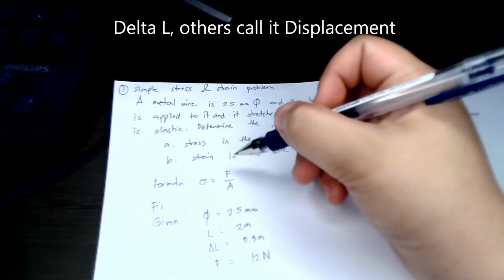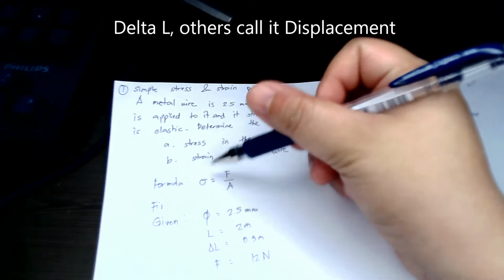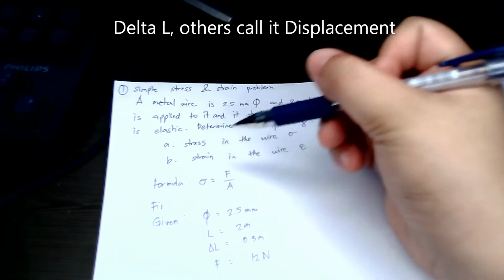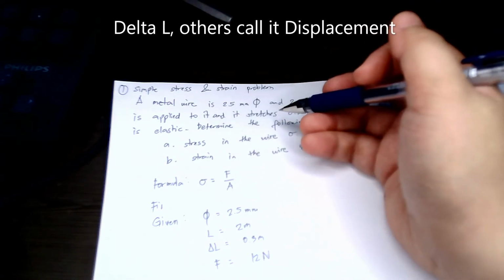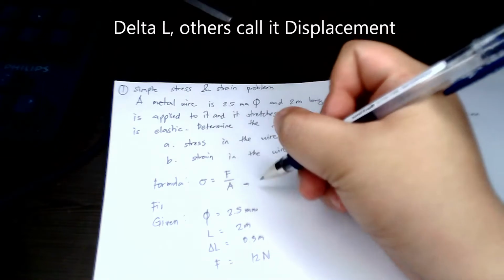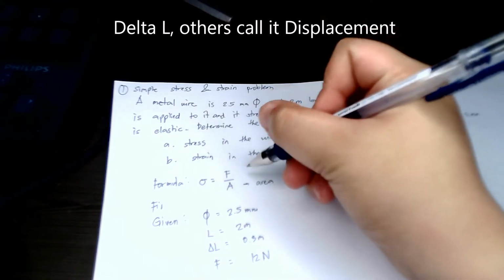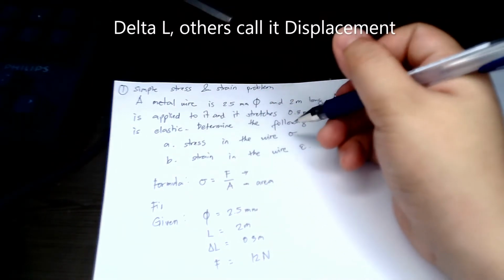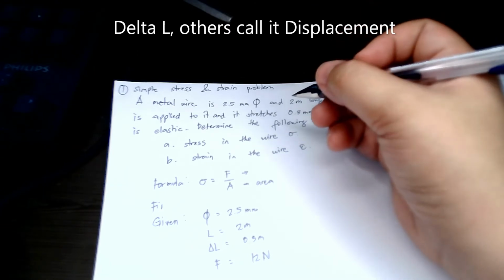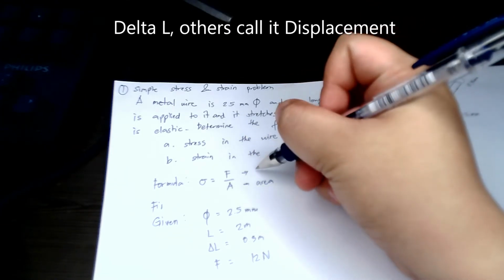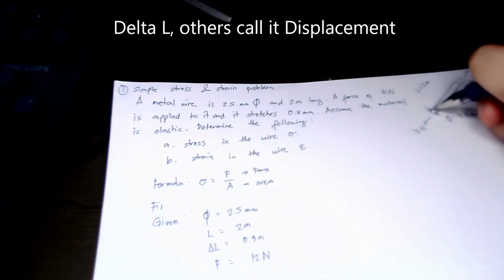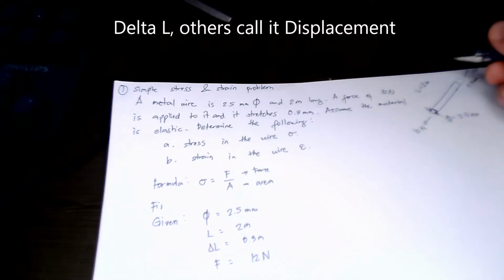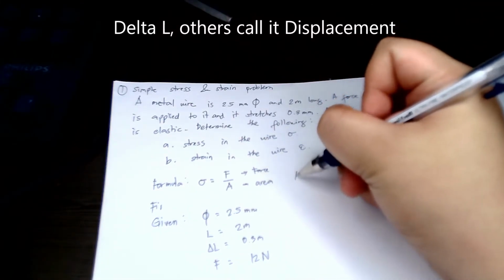So in the formula of stress, stress is equal to F, force over A. Your A here is the area that is being stressed, or that is experiencing the force, and this is the force applied. So what is the formula of the area of a circle?